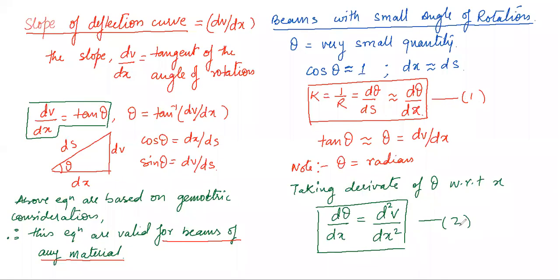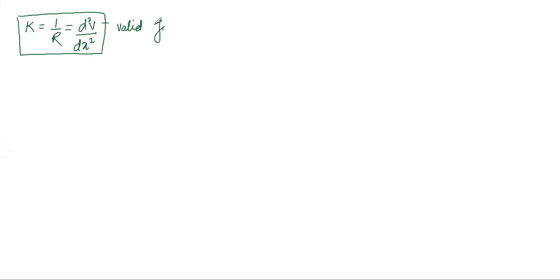Now, combining equation number 1 and equation number 2, we get k, which is also defined as 1 upon r, which is also defined as d square v upon dx square. The beauty of this equation is that it is valid for beams of any material.